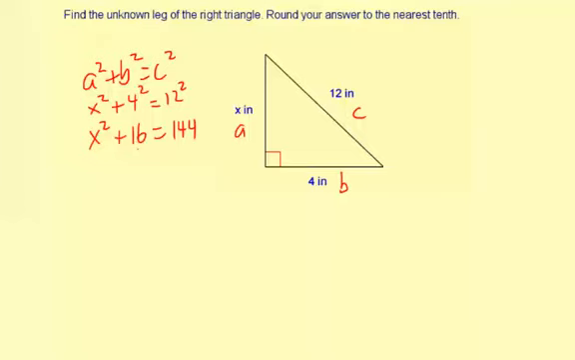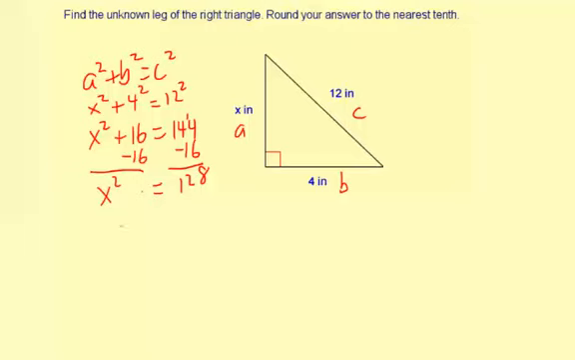Now we need to get this x squared by itself. We're solving for x. I'm going to subtract 16 from both sides. So this x squared stays, and plus 16 minus 16 makes 0. So really this x squared is by itself. You don't need to write plus 0 here. And then let's subtract. 144 take away 16 is 128. So x squared is 128.